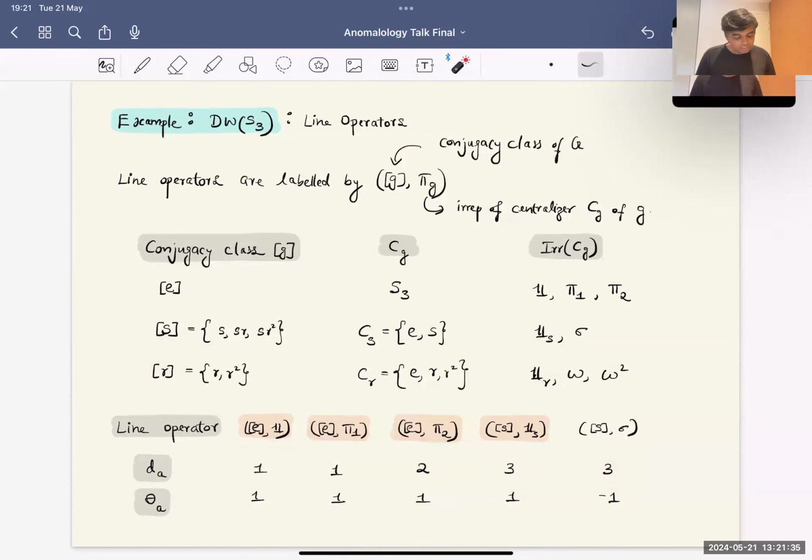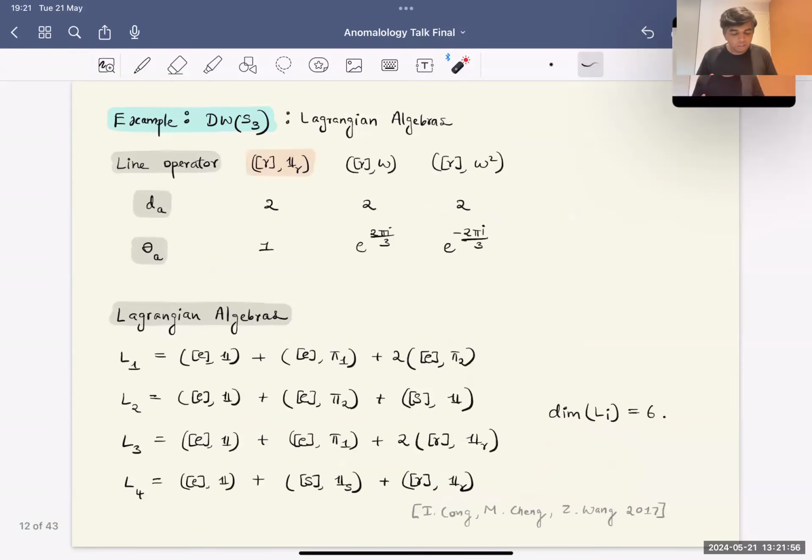And you can see that these ones in orange, they're all bosons, so they're all bosonic line operators. S sigma is a fermionic line operator. This you can compute by the action of sigma on S. So that's the definition of the spin. So you will find that there's a fermion. These are all bosons. And we have a few more lines depending on R: R1, R omega, and R omega square, which are all quantum dimension 2 line operators, which are all non-invertible, and only this one is a boson.